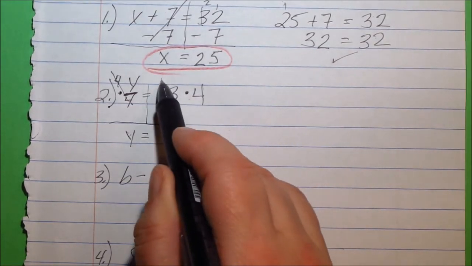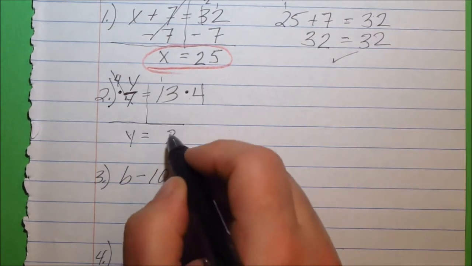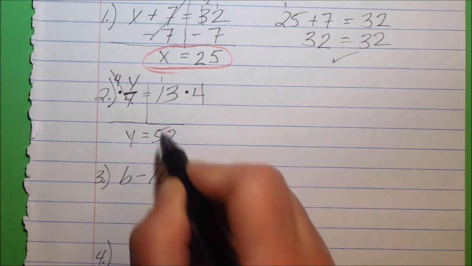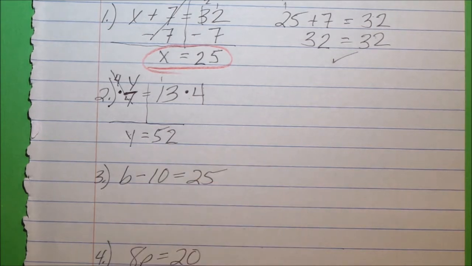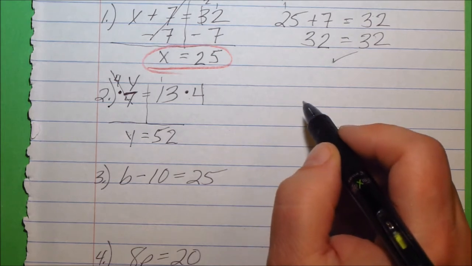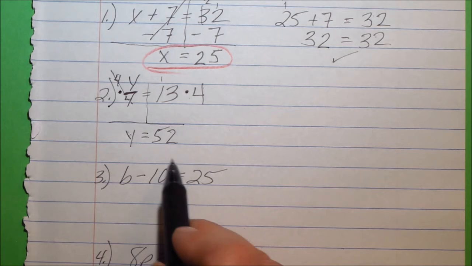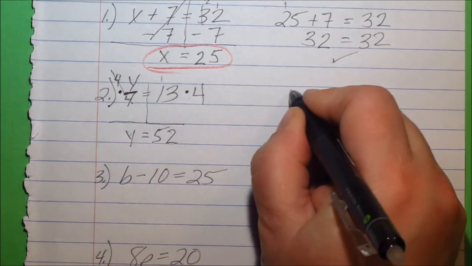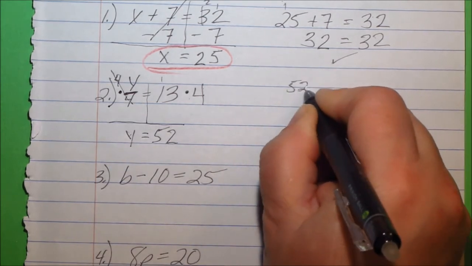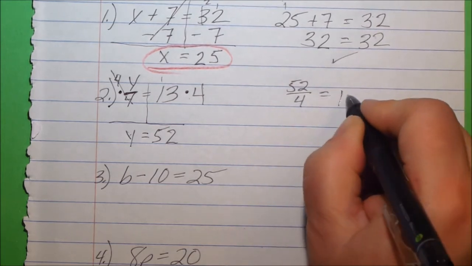So 3 times 4 is 12. Carry the 1. Okay. And 1 times 4 plus 1 is 5. So y equals 52. All right? So y equals 52. Let's get that checked over here. So we need to plug in 52 where we see y. So over here, we've got 52 divided by 4 equals 13.